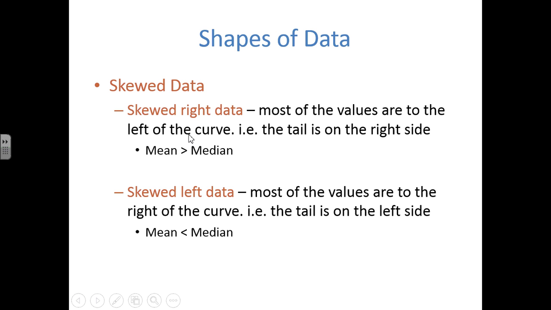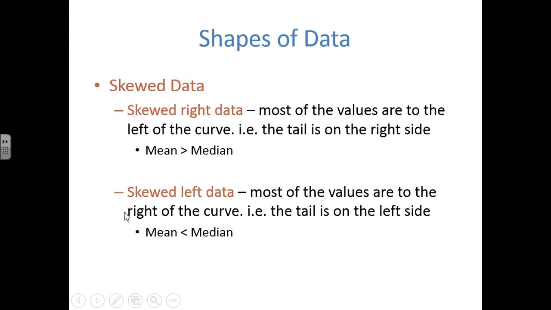If most of the data values are on the left side of the graph, and the tail is on the right side of the curve, then we call that skewed right data. If the tail is on the right, we say it's skewed right. In skewed right data, the mean will always be greater than the median.